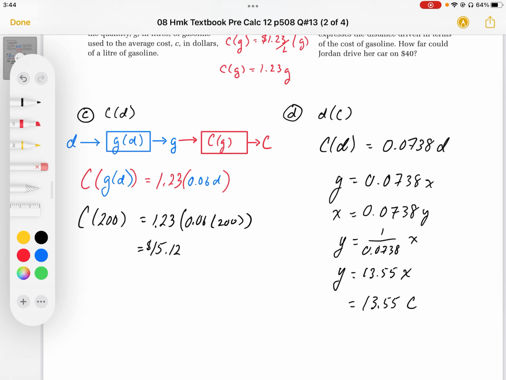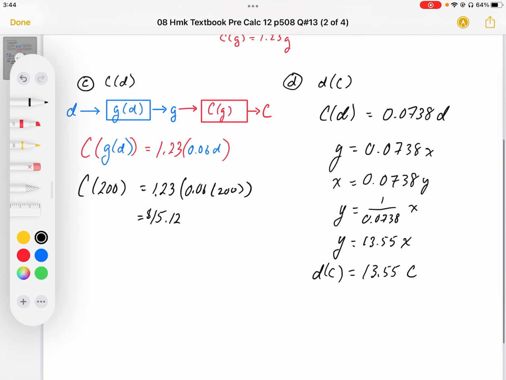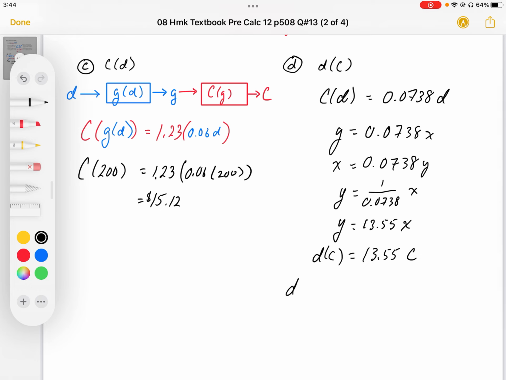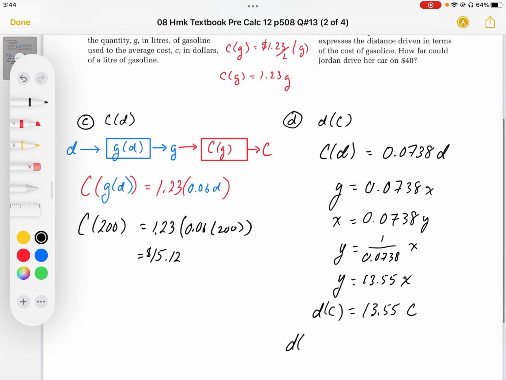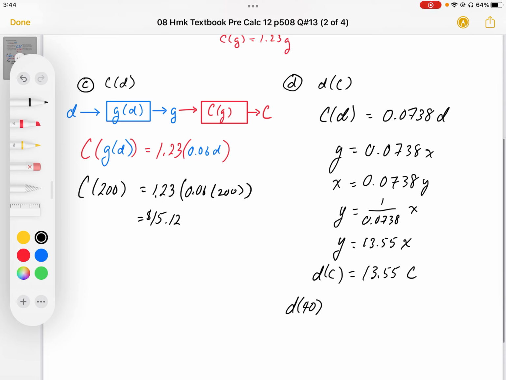I'm just going to write it like this. And if it helps, you could just keep it as D and C through this whole process so that you don't lose track of your D's and C's. I just did it with X and Y's to show that we did an inverse here. So this is my function. I need to find the distance driven if the cost is $40. So I get 13.55 C, and this 13.55 actually represents the distance per dollar. I get 13.55 kilometers per every dollar.